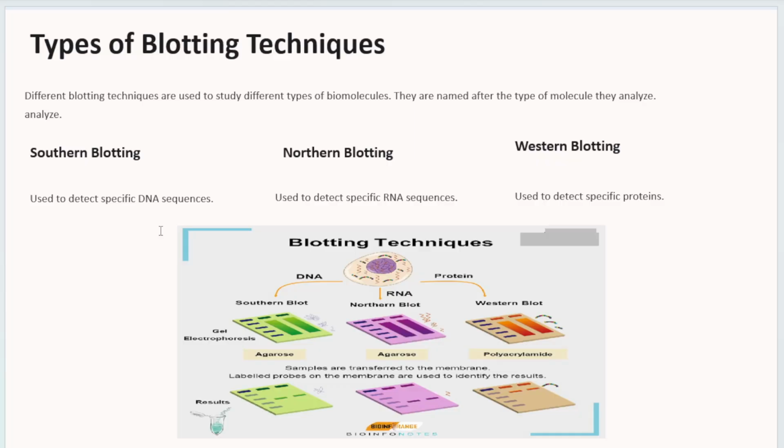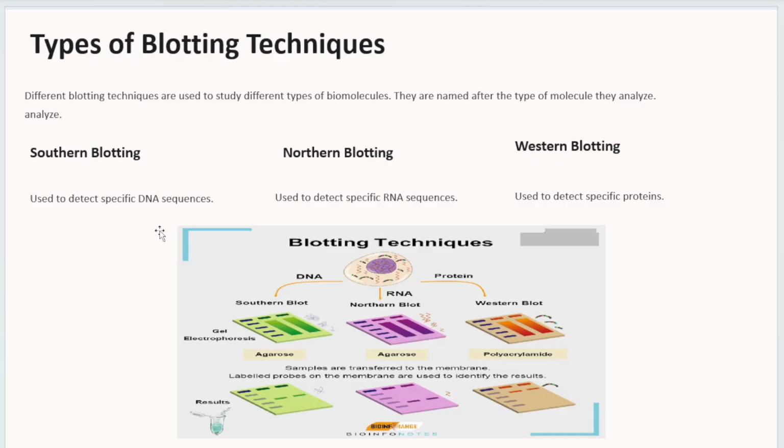Later, we found out Northern blotting. Accordingly, the name Northern was kept. It was nothing to do with a scientist, but after Southern, they kept the name Northern. And then the protein detecting technique was found out, and that was named Western blotting. So this is how exactly the technique names came about.